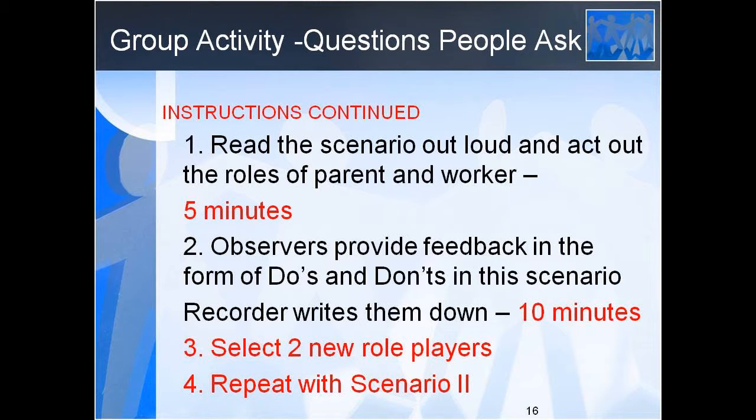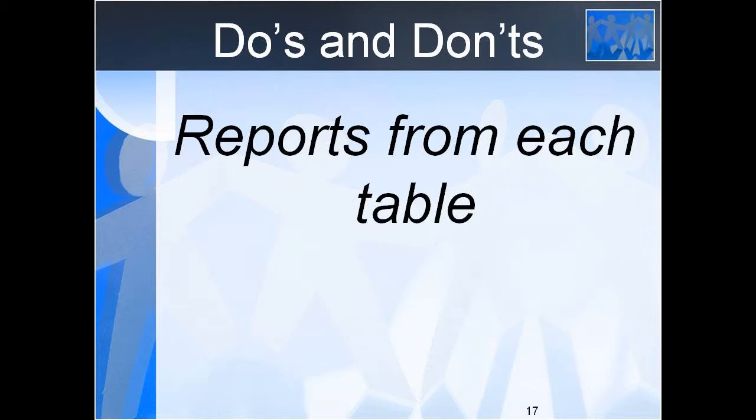So at your table you need to select 2 role players. One will be the parent and one will be a worker. The remaining 3 participants are observers and will provide the feedback. Specifically there's a recording sheet that's called the do's and the don'ts. It's a simple chart. For each set of 2 tables, so table 5, table 3, table 9, you have 1 recording sheet. So you need to select a recorder for the do's and the don'ts, and then you also need to select your observers and your role play people.